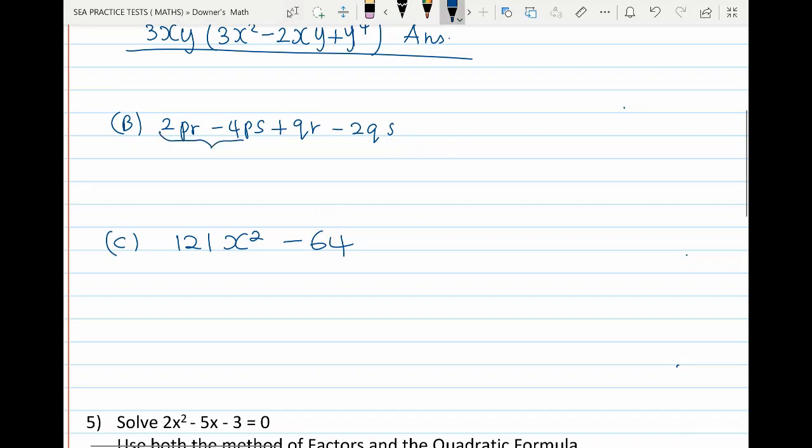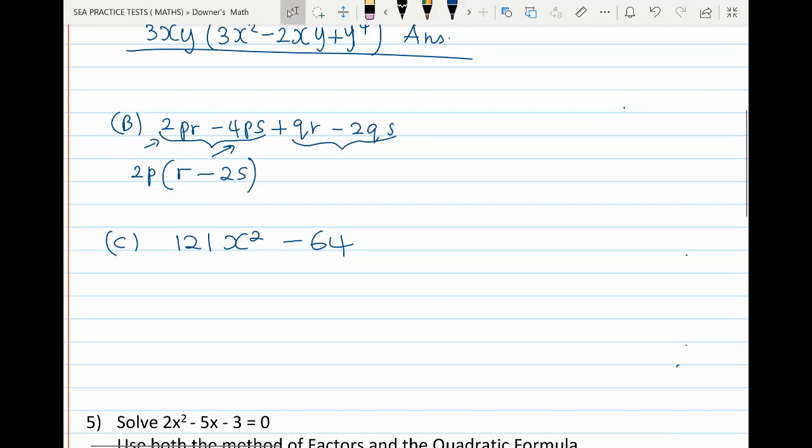Alright, so if we group these two, we'll take out 2p as the highest common factor. 2p comes out, and when 2p comes out of this one, you'll be left with r. And when 2p comes out from this one, you'll be left with minus 2s. Of course, you can always multiply back in and see if you get the same answer. So 2p times r will give us 2pr. 2p times minus 2s will give us minus 4ps. So we know that this is quite correct. So let us proceed with this one here now.